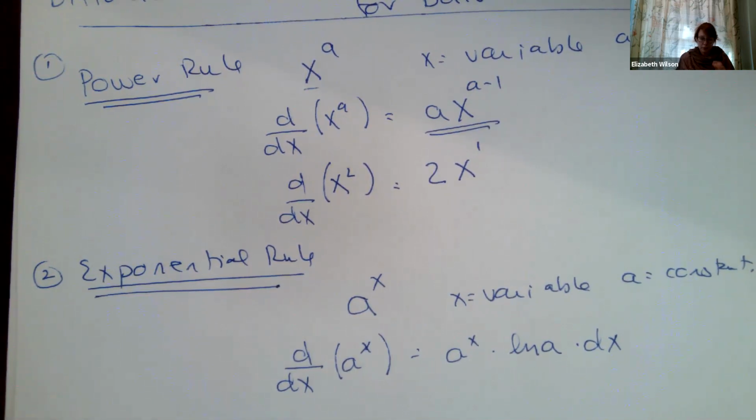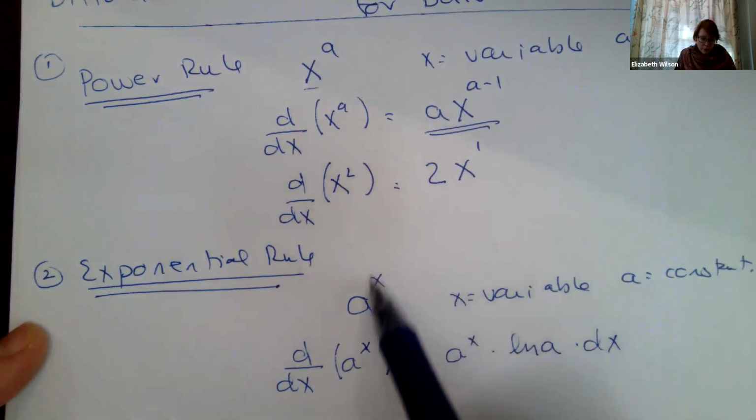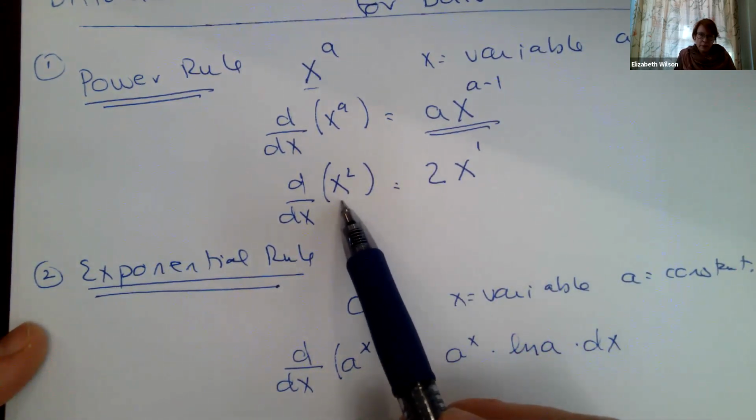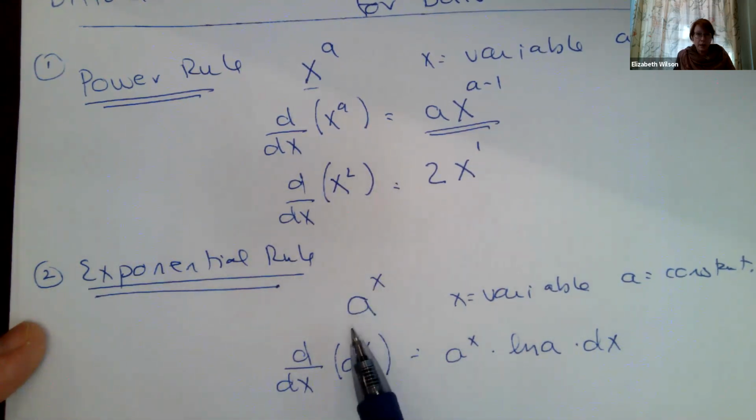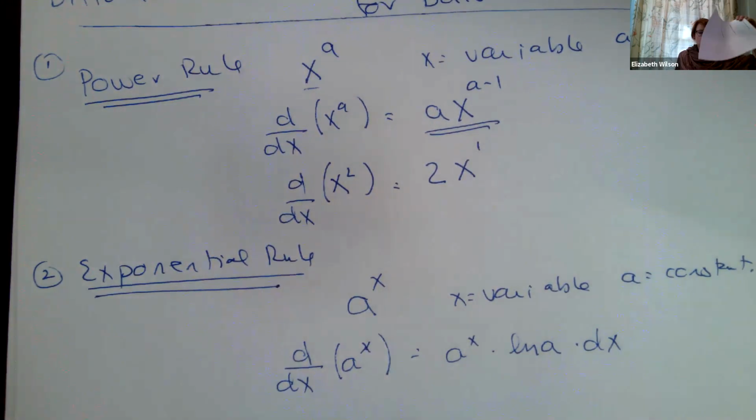So be very careful. Don't get them confused. We're going to try to confuse you and trip you up. So you want to make sure that you recognize when you're dealing with a polynomial or some kind of power versus an exponential. But take a look at example 5. That's a great example of trying to confuse you.